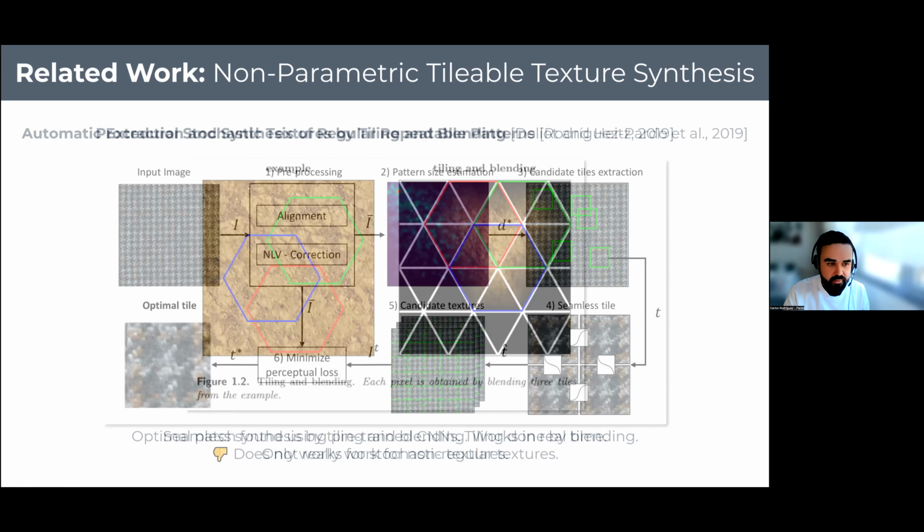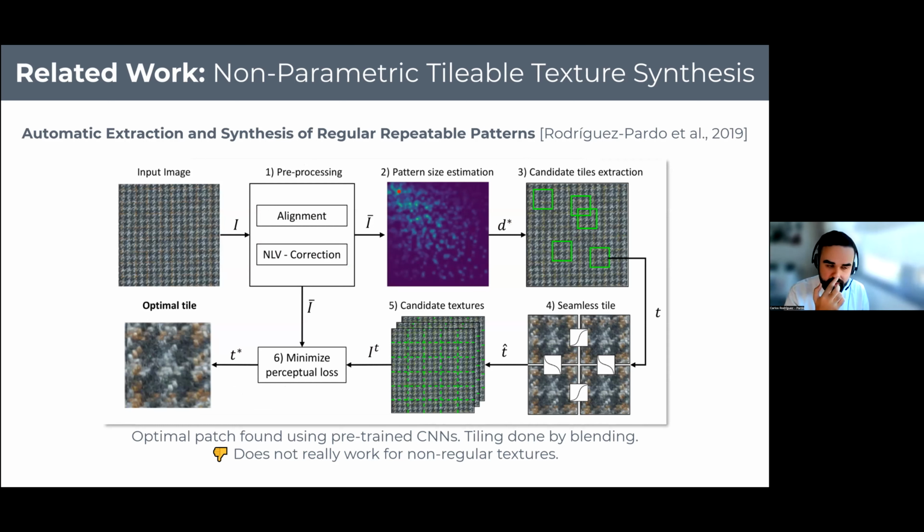This is a paper actually from me and other authors. What we did is just get an image of a really regular texture, find the optimal repeating pattern and blend it with itself using Gaussian blending. It works really well for regular patterns, but doesn't work at all for stochastic patterns.